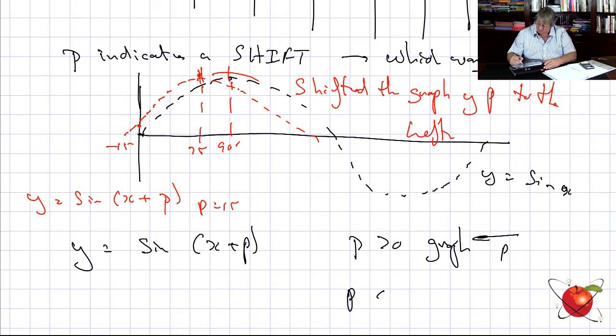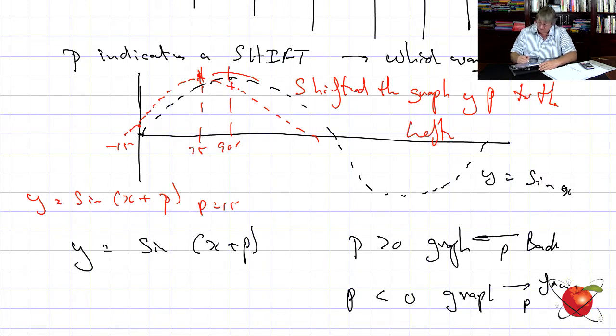If p is less than 0, the graph goes forward by p. So if I had x minus 45 degrees, all my points move forward. So if p is positive, the graph goes backwards, and if p is negative, the graph goes forwards, to the right.